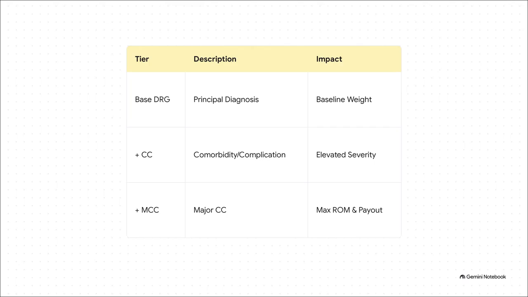And the financial reality of this is crystal clear. You start with the base DRG for the principal diagnosis, right? That gives you your baseline weight and reimbursement. But when you compliantly apply those UHDDS rules we just talked about and stack a valid secondary code that qualifies as a CC, a comorbidity or complication, you elevate the facility's severity of illness metric. Hit an MCC, a major complication or comorbidity, and you reach the maximum risk of mortality and the maximum appropriate payout. This level of accuracy, it's the ultimate value you bring to a health system.